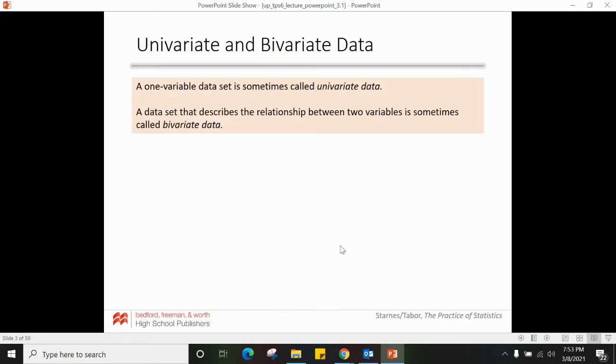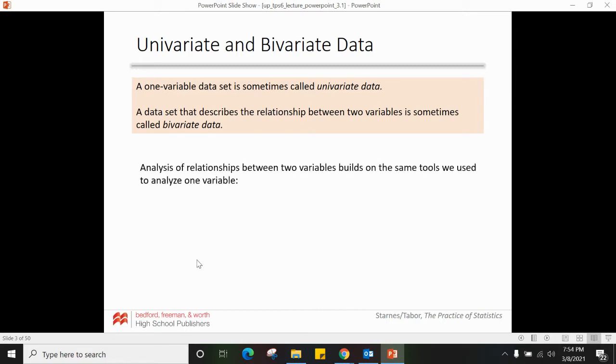So, some of this might be a review since we teach this after you've already looked at chapter 4 and 5. So, just hang with me. It's a nice review for us here. So one variable data set is sometimes called univariate data. So it's uni for one variable. And then a data set that describes the relationship between two variables is sometimes called bivariate. So two, as in that bi.